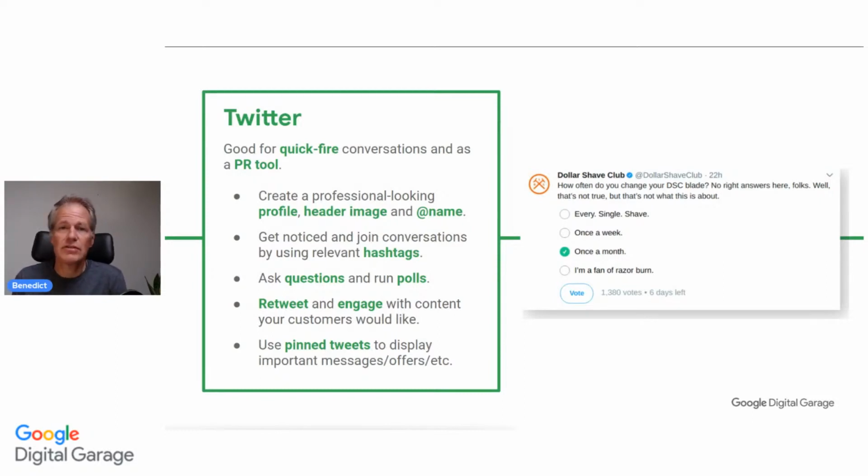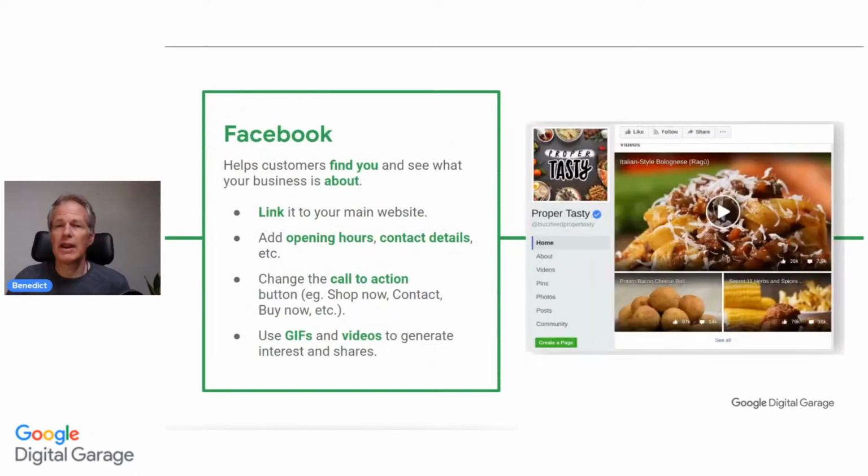And you can ask questions around polls. You can retweet and engage with content your customers would like. And you can use pinned tweets to display important messages or offers and that kind of thing. So that's Twitter, which you can use and everything. Another one, we're not going to be covering, of course, all social media, but another one is Facebook, for example.